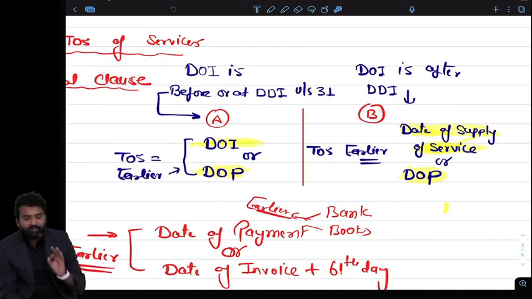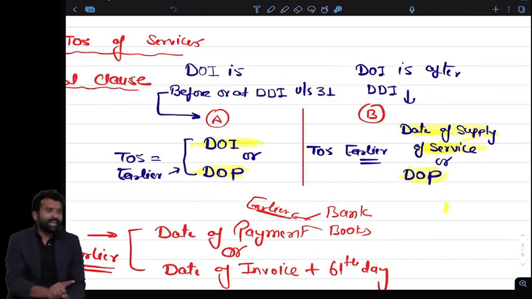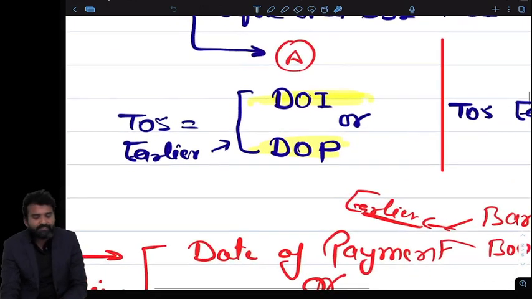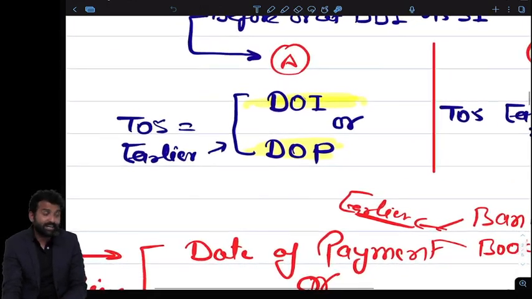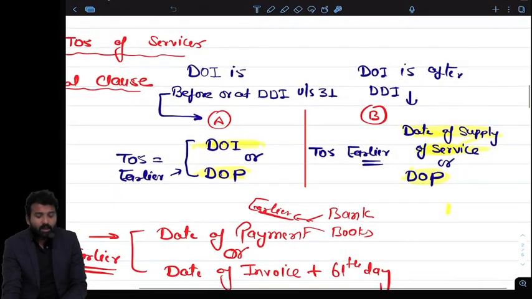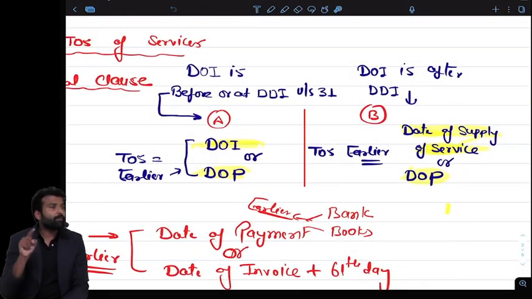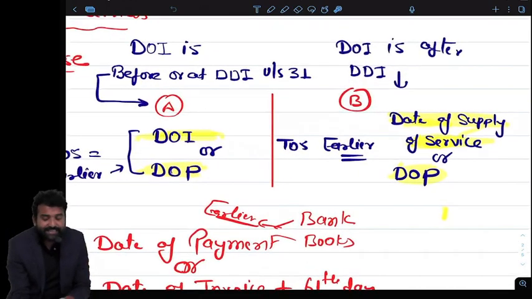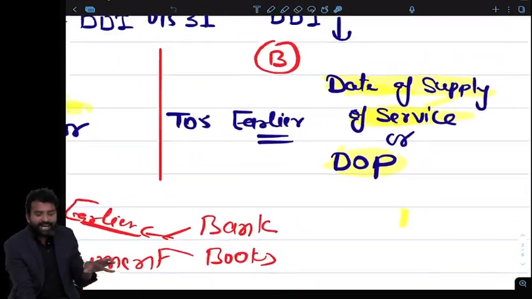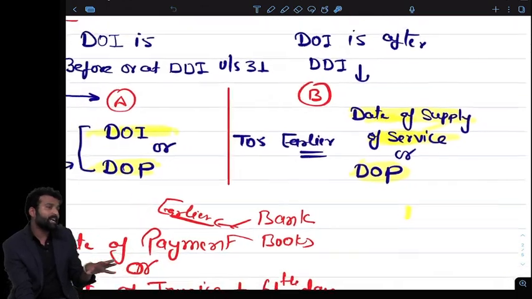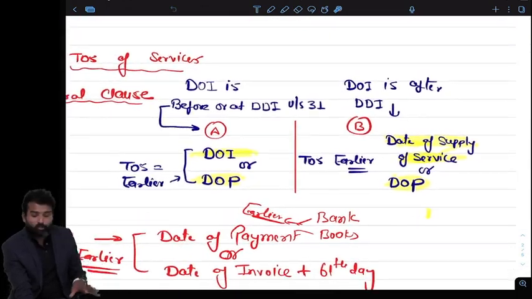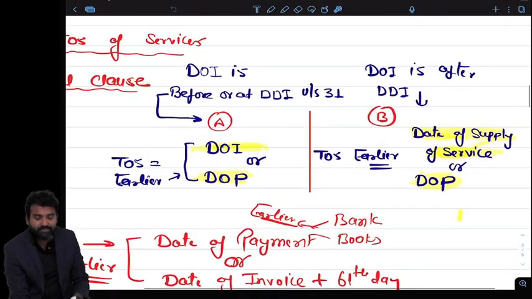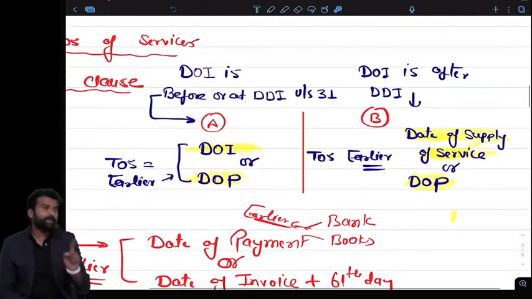If my invoice is before the due date, then my time of supply will be invoice or payment, whichever is earlier. But if I have not prepared the invoice on time, then they will delete the invoice from the time of supply and they will say date of supply of service or date of payment, whichever is earlier. So please look at this point on the screen. This is very important. A and B.